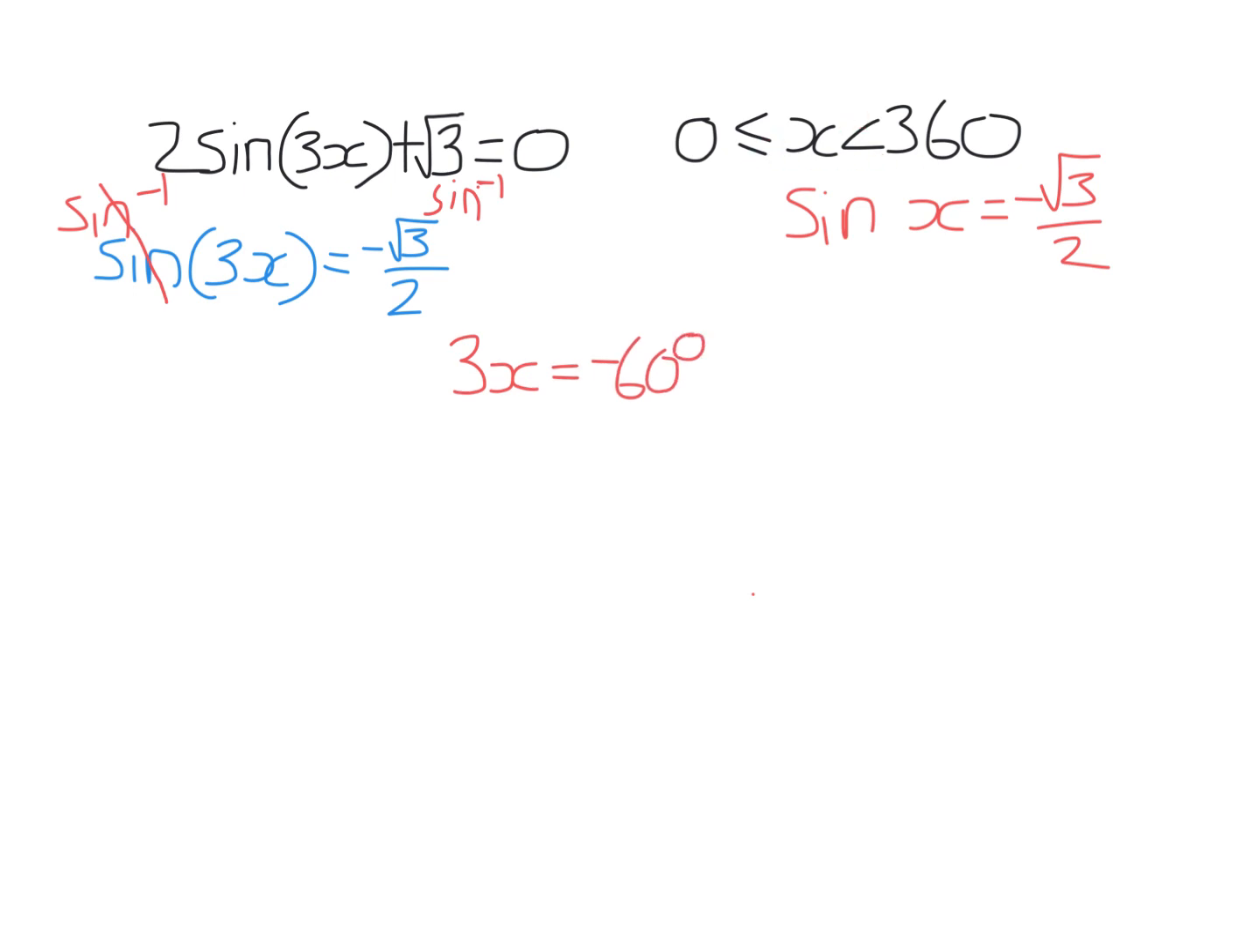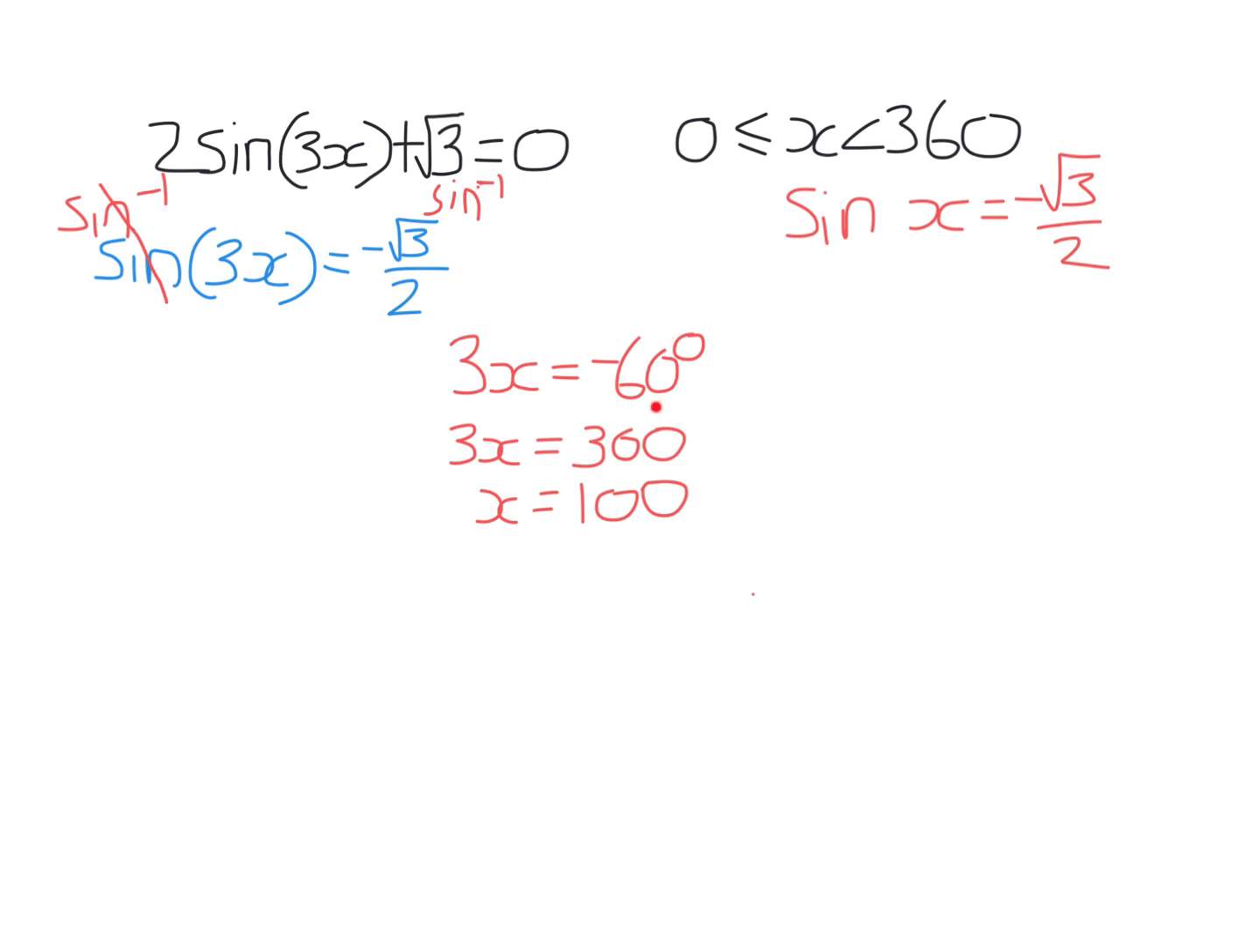Of course, this is a problem. This is actually outside the range of 0 to 360. What we can do is simply add 360 to our solution of negative 60, and we get 3x equals 300, or x equals 100. That's our first solution.